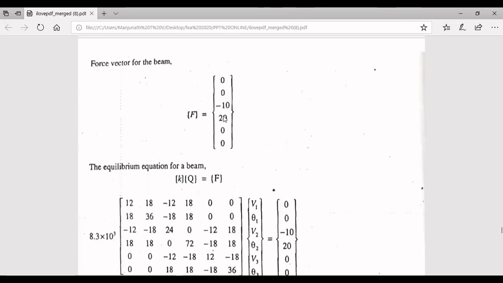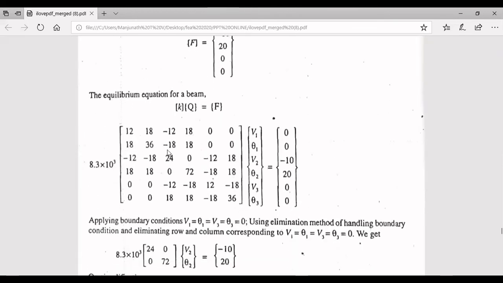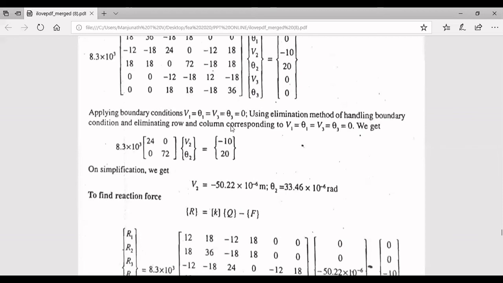It is clear now, I think. Then the equilibrium equation for the beam element: write the k values, the displacement vectors and the force vectors. Applying the boundary condition is similar to the previous case problems. Wherever the nodes are fixed, that particular displacement vector we consider 0, so the corresponding rows and columns we eliminate using the elimination method of handling boundary conditions. For this problem, both ends are fixed, so v1, theta 1, v3, theta 3 are 0.